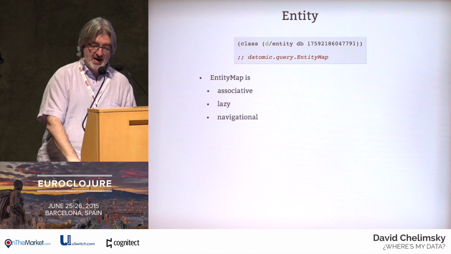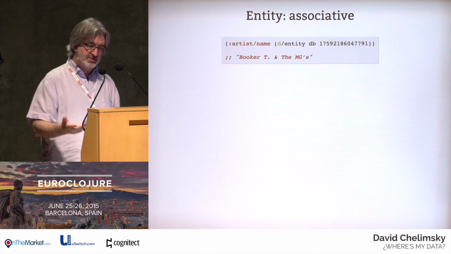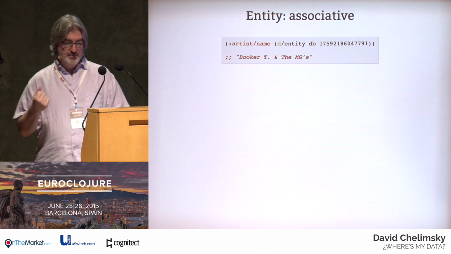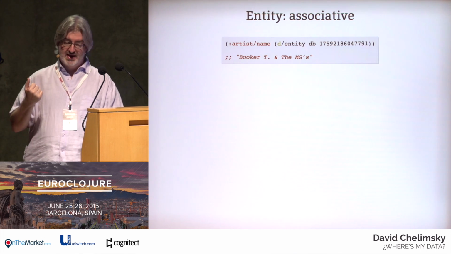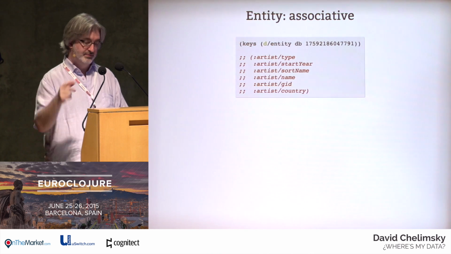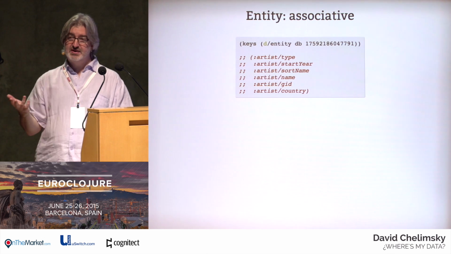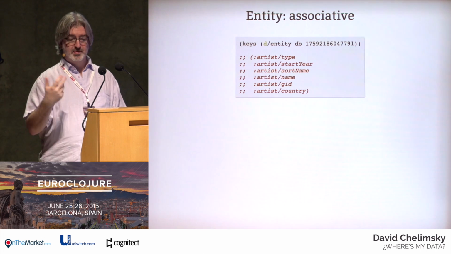The other thing about entity maps is that they're navigational, and I'll explain what I mean by that in a minute. So they're associative, so you can say, give me the artist's name, and it loads that up. And an interesting thing about this, well, I skipped ahead there for a second. So you can ask it for all of its keys, the way you would a map.